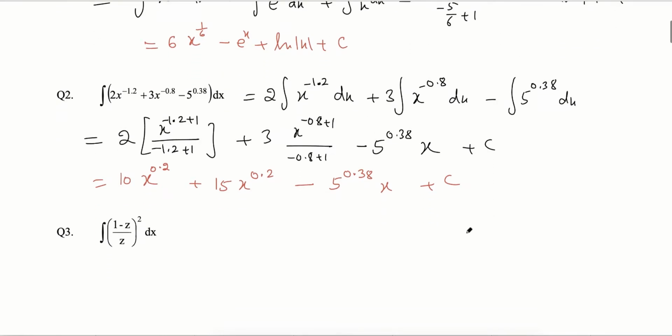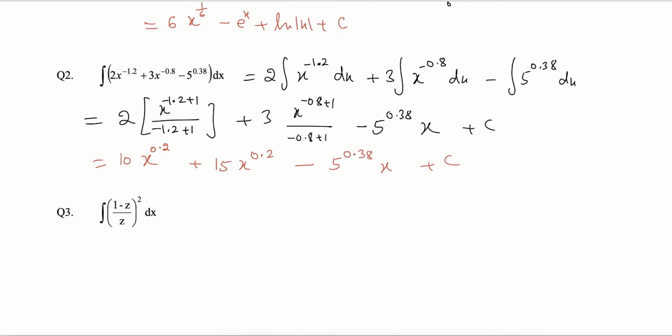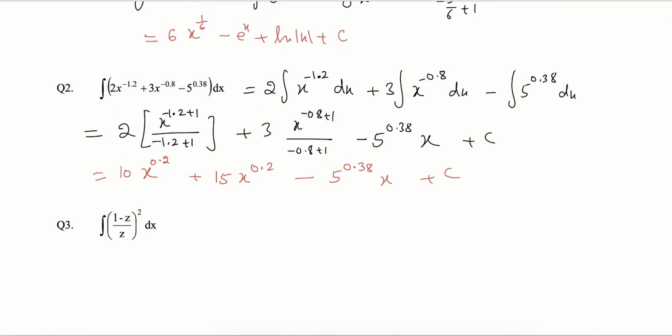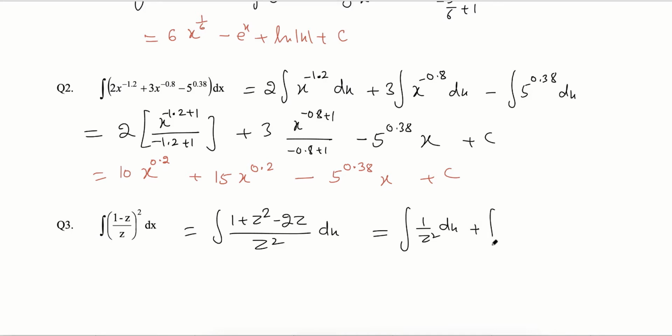Let's go with the next question. Now, next question. Please always look at things carefully. I know some of you did something like this: 1 minus z whole square is 1 plus z square minus 2z, divided by z square dx, equal to integration of 1 by z square dx plus 1 dx. I'm just dividing, nothing else. Minus 2 times 1 by z dx.